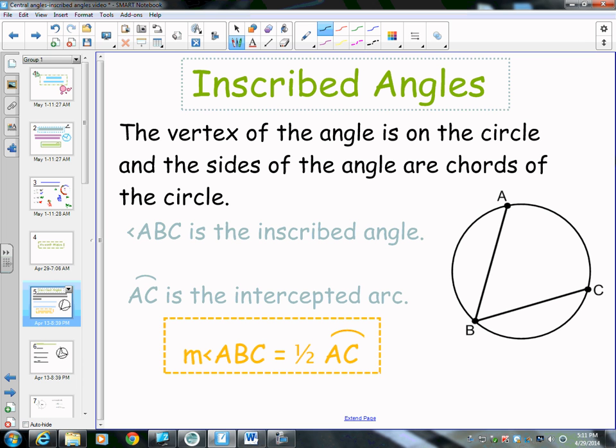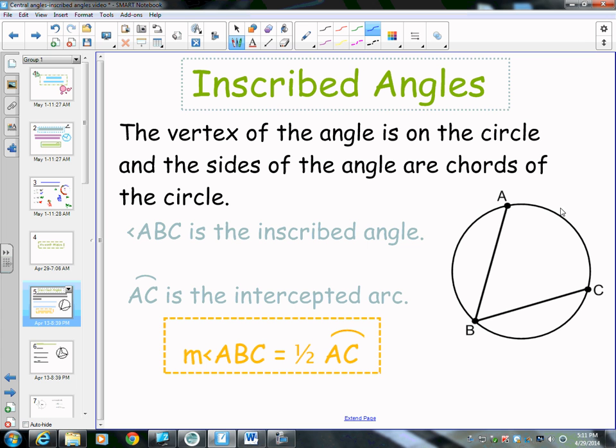So let's give an example. Let's say that the arc is 100 degrees. If we're saying that the inscribed angle is half the arc, 100 divided by 2, or half of 100, is 50 degrees. That's what this angle would be.